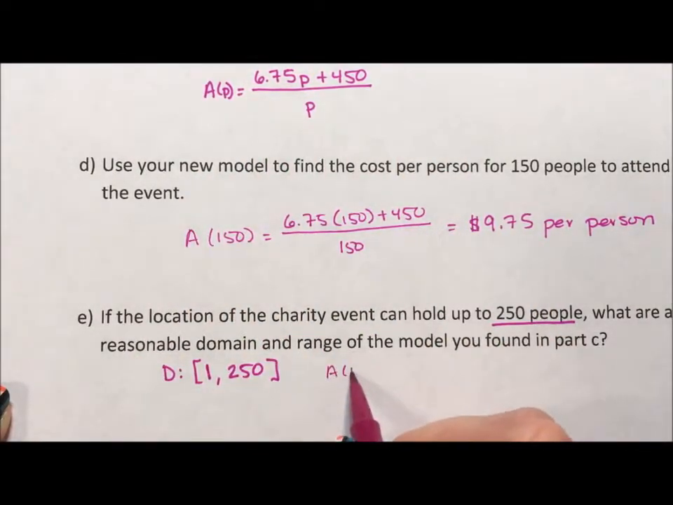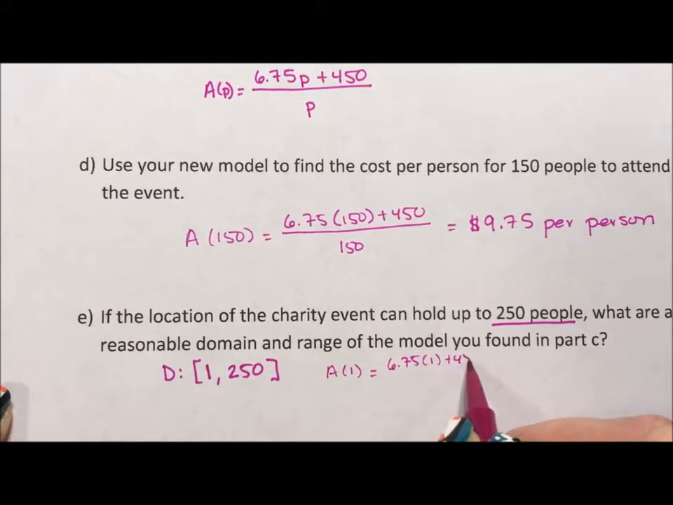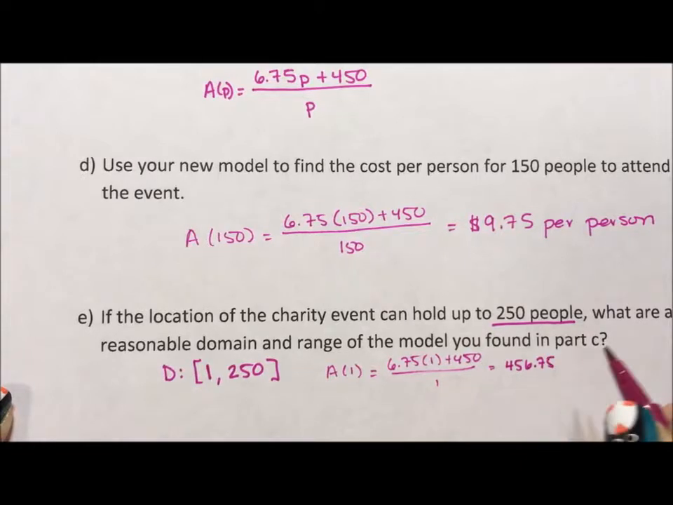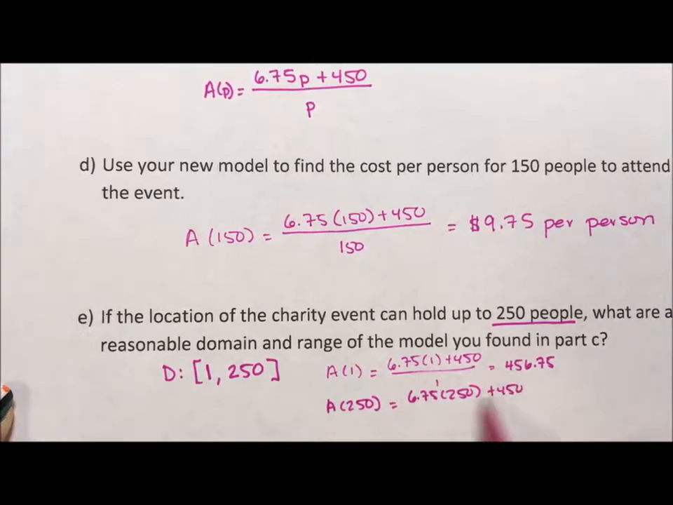To figure out the range, we substitute these values into what we figured out in part C. So the average cost if only one person shows up is 6.75 times 1 plus 450, all divided by 1, which is a very expensive $456.75 for that one person to go to the charity event. If they can fill it up and get all 250 people to come, that's 6.75 times 250 plus 450, all divided by 250. And if we throw this into the calculator, we get that it's going to be $8.55.